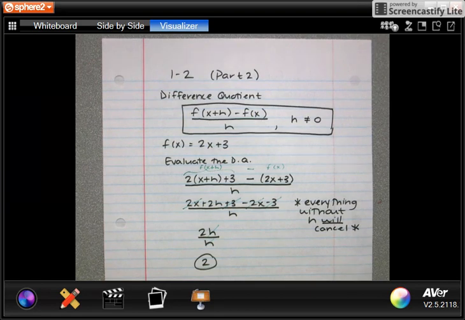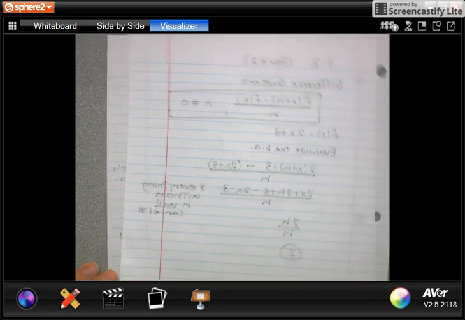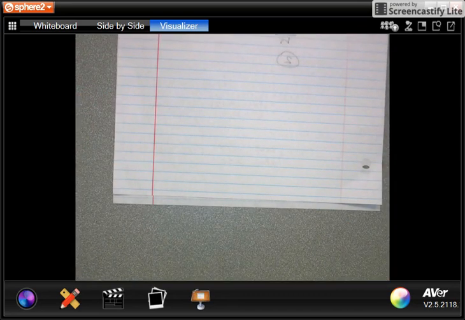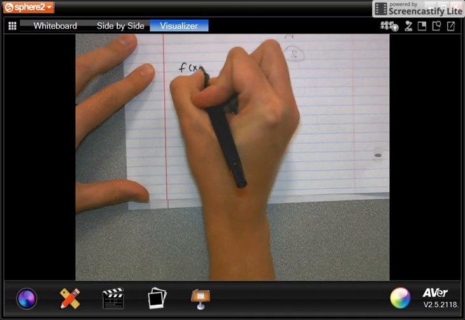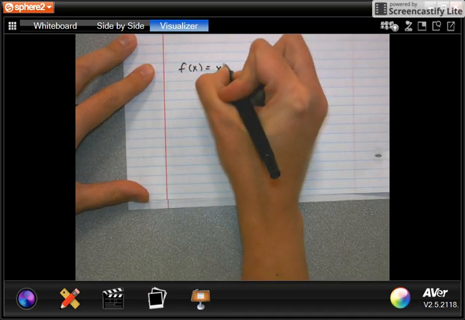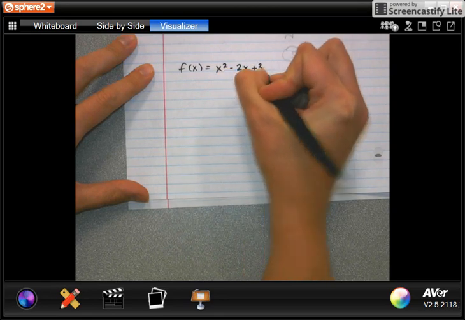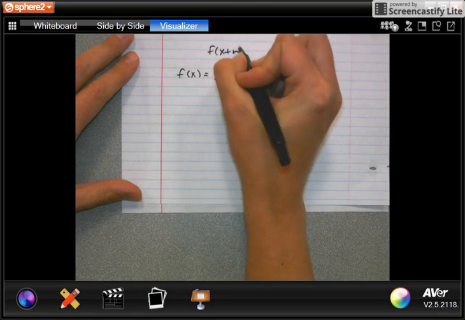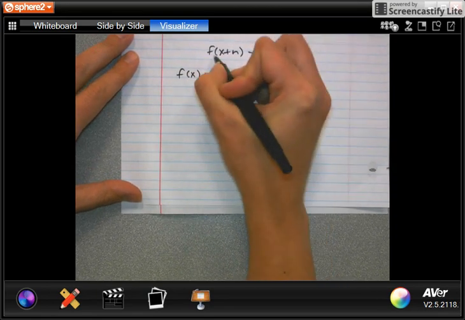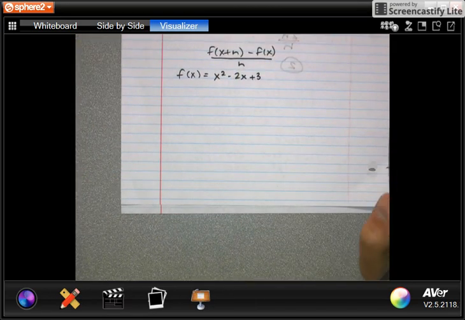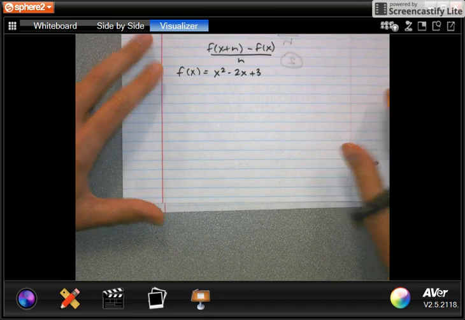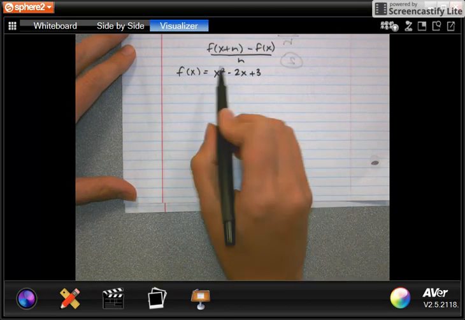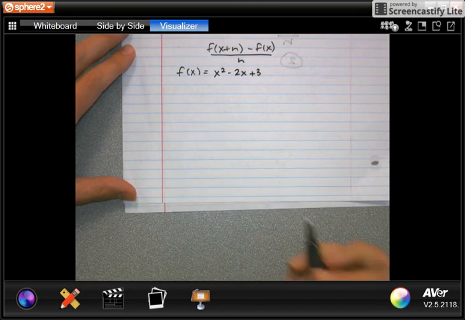I'm going to do one more example with the difference quotient. It's just a little bit more involved, but still the same thing. This time, our f of x is x squared minus 2x plus 3. I want you to remember that the difference quotient is f of x plus h minus f of x all over h. So if I'm trying to evaluate the difference quotient, the first thing I'm going to do is try to find this f of x plus h. You just find that by putting x plus h in for all of your x's.